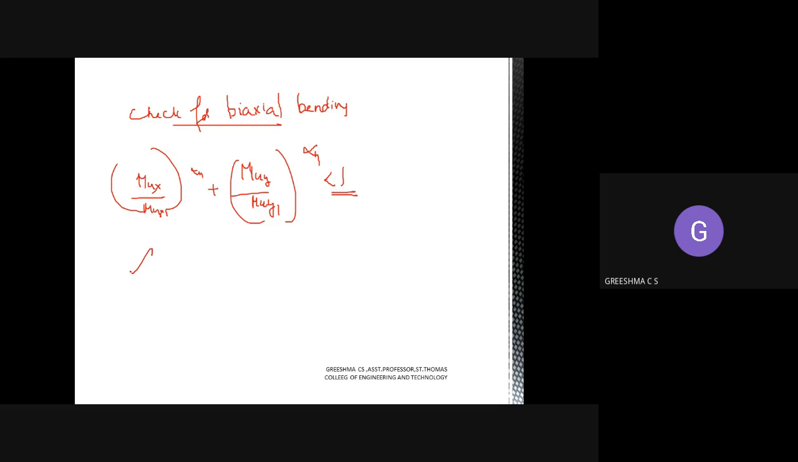Okay, check for biaxial bending. This is a very important step. So MUX divided by MUX1, all raised to alpha n, plus MUY divided by MUY1, all raised to alpha n, should be less than 1. Okay, so the alpha n value you will get from either IS 456 page number 71, or in SP16 the chart is given. You can refer to any, the value is the same.